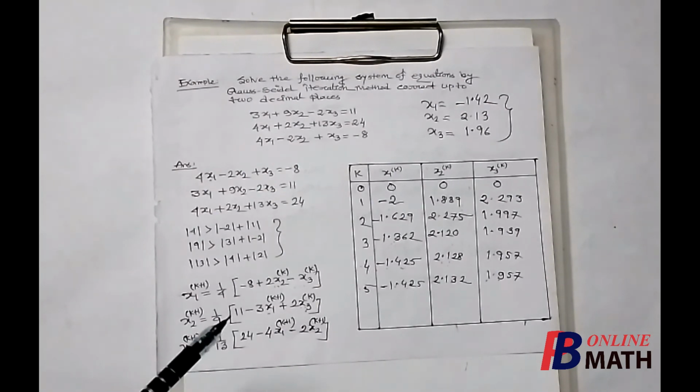Remember that in the Gauss-Seidel iteration method, the system of equations must be diagonally dominant. Otherwise, the method may not converge. So with this, we complete this part.